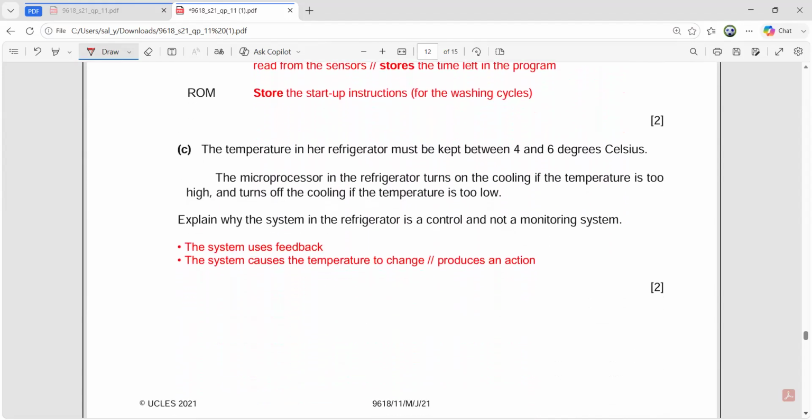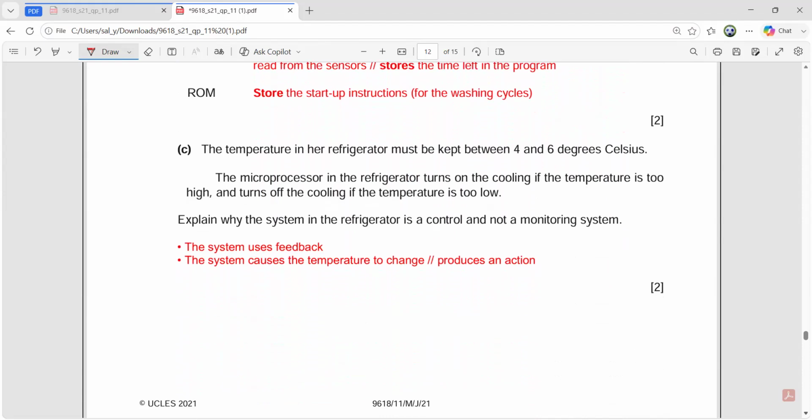Part C. The temperature in her refrigerator must be kept between 4 and 6 degrees Celsius. The microprocessor in the refrigerator turns on the cooling if the temperature is too high and turns off the cooling if the temperature is too low. Explain why the system in the refrigerator is a control and not a monitoring system.